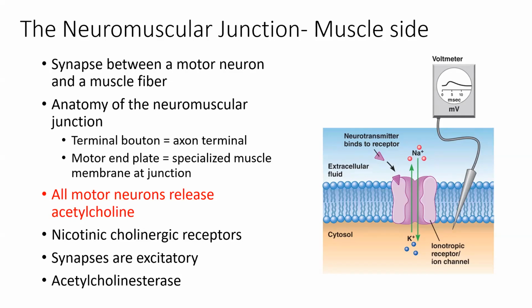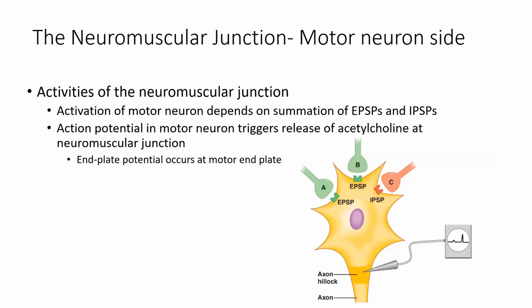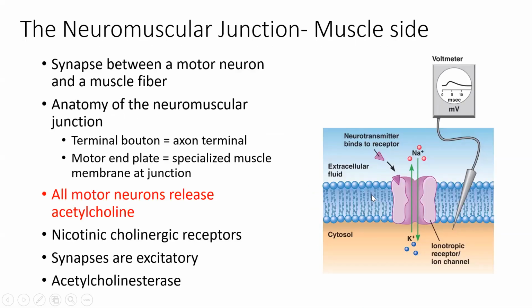Now, all of these motor neurons release acetylcholine, I keep stressing that, and all of the receptors on skeletal muscle are always nicotinic cholinergic. The synapse here is always excitatory. So if I go back to this slide, whereas at the soma of this neuron we can have graded potentials that are either excitatory or inhibitory, down at the level of the muscle, at the motor end plate, the synapse here is always excitatory, meaning that we can only contract skeletal muscle.